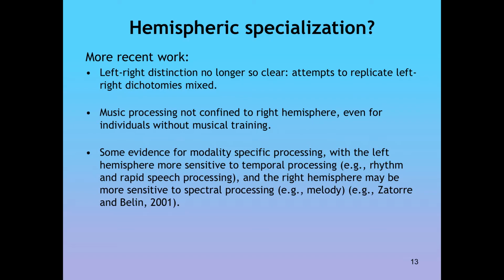However, it may still be the case that there are differences in the types of processing that occur in each hemisphere. For example, it may be that rapid timing information is better in the left hemisphere, so being more sensitive to rhythm and rapid speech processing, which would align with the whole language processing on the left hemisphere. And the right hemisphere may be more sensitive to melody processing, which tends to change more gradually than speech. And also it may be good for processing spectral changes, so changes in the frequency content of the sounds as opposed to the timing information. So there is some evidence to support that.